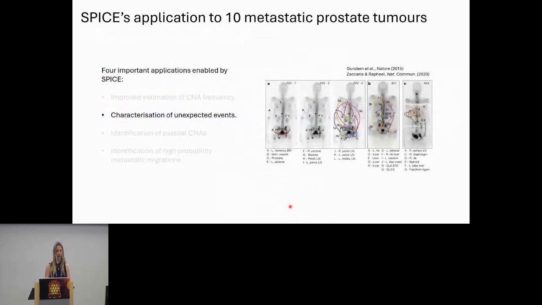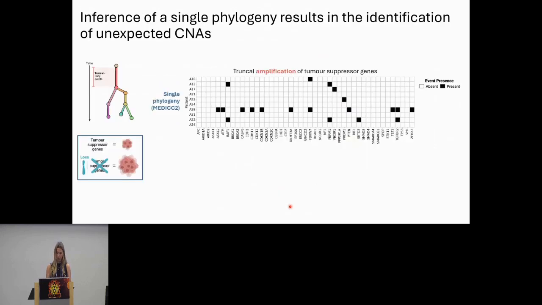So now that we've used SPICE to look at improving our estimation of copy number alteration frequency, we can next look at characterizing the presence of unexpected events. And so for this analysis, we've looked at genes that are known to be important for driving prostate cancer progression, specifically tumor suppressor genes, which are frequently lost during cancer progression.